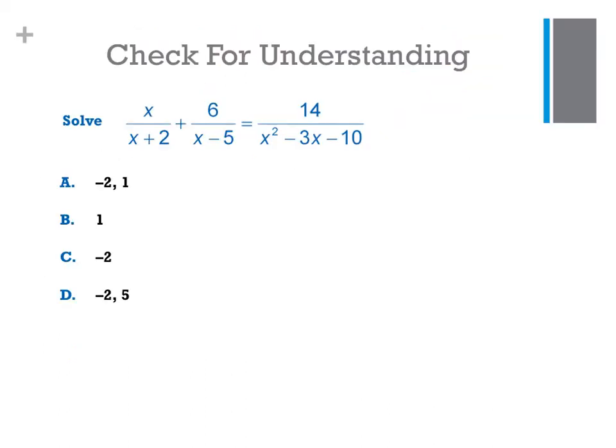All right, it's time to check for your understanding. I want you to solve the rational equation x over x plus 2 plus 6 over x minus 5 is equal to 14 over x squared minus 3x minus 10. And we have 4 choices, A, B, C, or D. Make sure you check your answer for any extraneous solutions before responding.